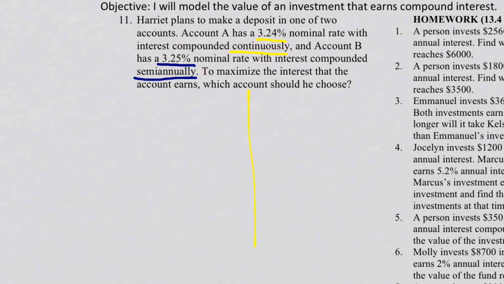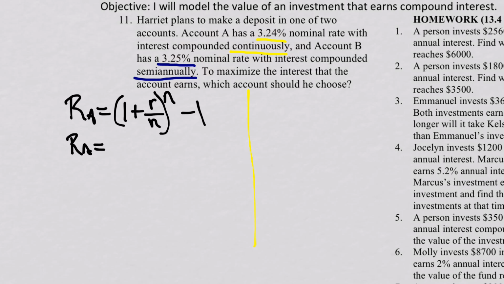I'm going to put account A on the left side. So we're going to call it rate A equals 1 plus R over N to the power of N minus 1. That's the formula. So let's plug in the values. R sub A equals 1 plus R, in this case, in account A, is 3.24%. Change that to decimal, and it's 0.0324 over N compounded continuously. Ooh, I just messed up. I just noticed that. Continuously, not more than once per year.